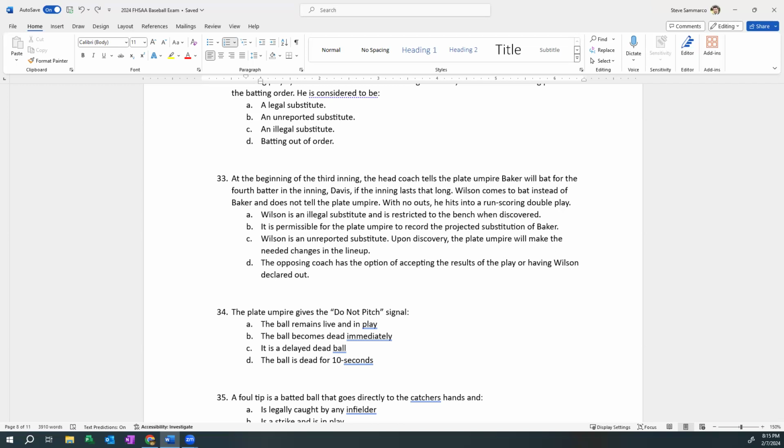I got C because a couple weeks ago you said a sub is not official until he actually comes to the plate. You can talk to the coach about it and you can be courteous, say, okay, coach, we'll see how it goes. But if somebody else comes up when it's that person's time to hit, that's the actual sub, not the one the coach told you. So it would be an unreported sub and you would just fix it. Yep, that's right. Absolutely. So we cannot take projected substitutes.